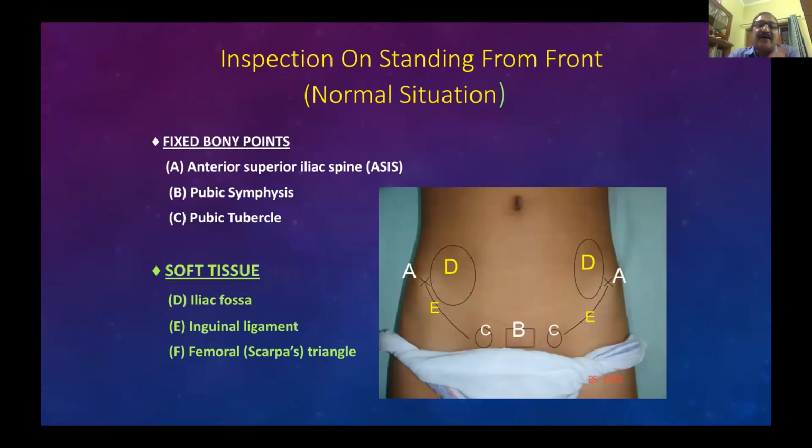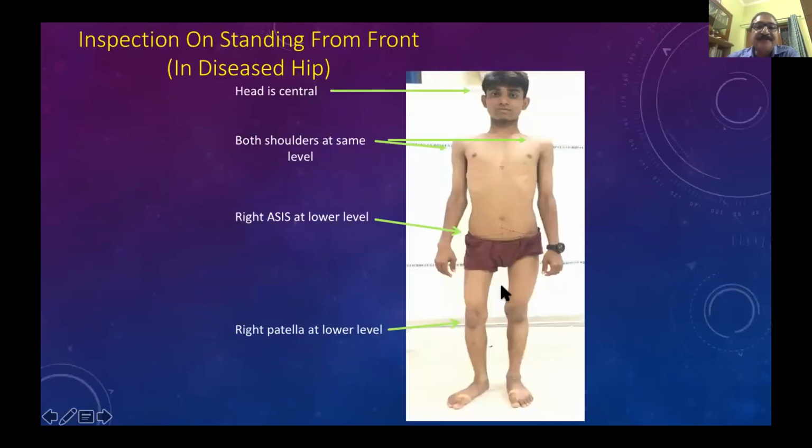Now, once you have seen the gait, you have seen the Trendelenburg sign, you have noted the attitude of the patient, now come to the inspection on standing from the front. These are all the points which one is supposed to mark when examining the patient while standing from the front. I'll give you a clinical example. This is a patient who has a disease on the right side. Once you are inspecting from the front, make a note whether the head is central or not, whether both the shoulders are on the same level or not. In this patient, the right anterior superior iliac spine is at a lower level. The right patella is at a lower level. Please make all these observations while inspecting the patient from the front.